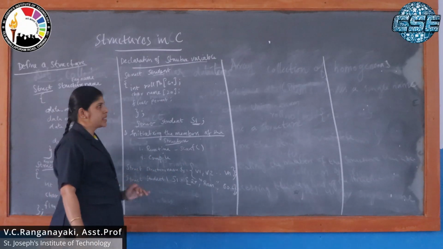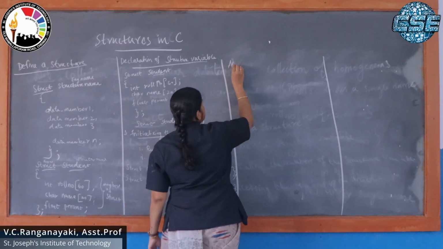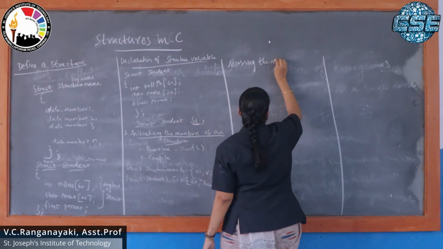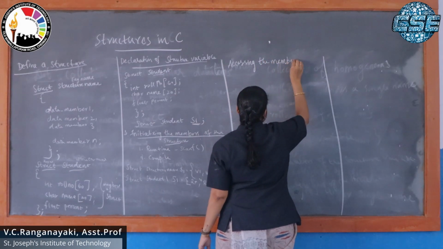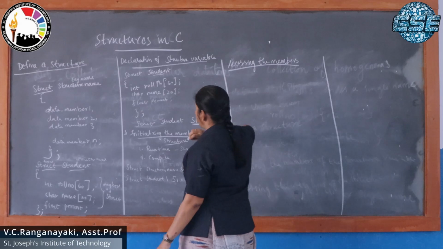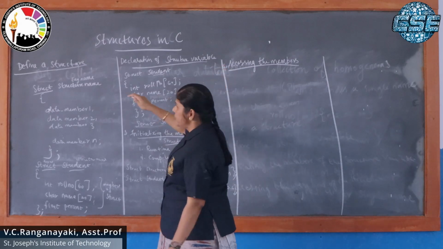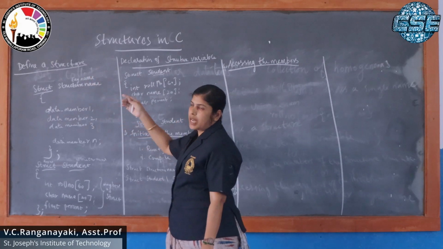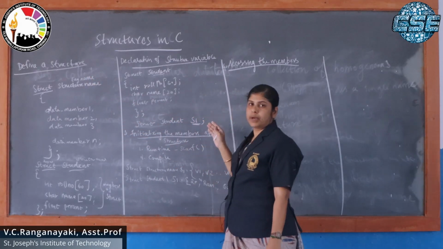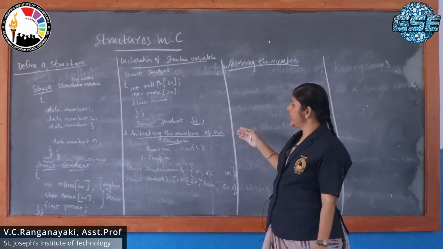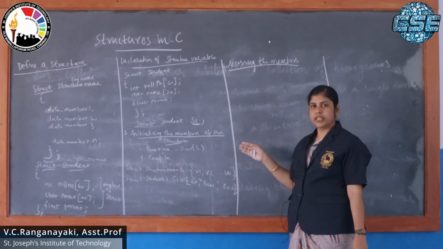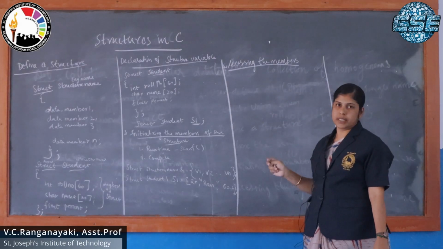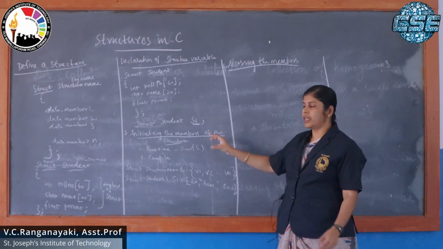Generally how can we access the members? Okay, the last step is access. So in the first step we just defined the structure. After that we define the structure variable, and next step we initialize the members of the variable, and after that we are accessing. We initialize the value.